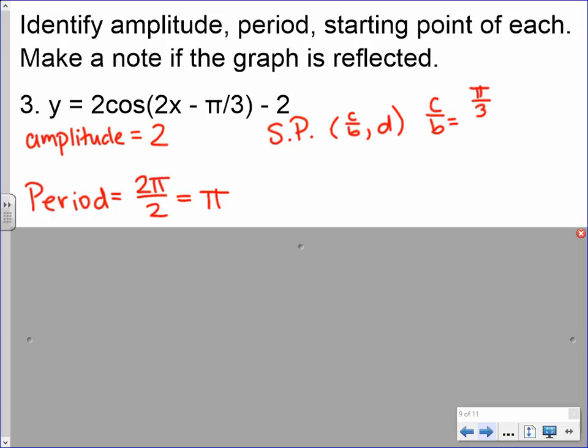Okay, when we shift left or right, remember things are kind of backwards than what the sign value appears. So if we are subtracting C, that is when it's to the right. So this minus pi over 3 means our C is pi over 3. And then we have to divide it by 2. Remember, dividing by 2 is the same thing as multiplying by 1/2. So our x coordinate for our starting point is pi over 6.